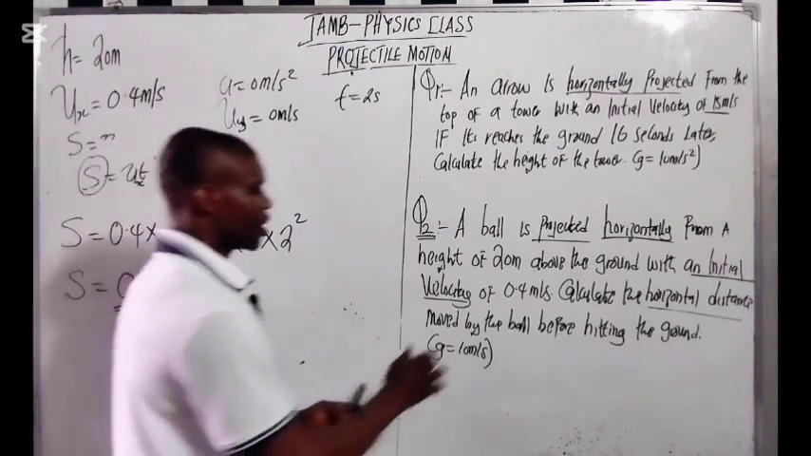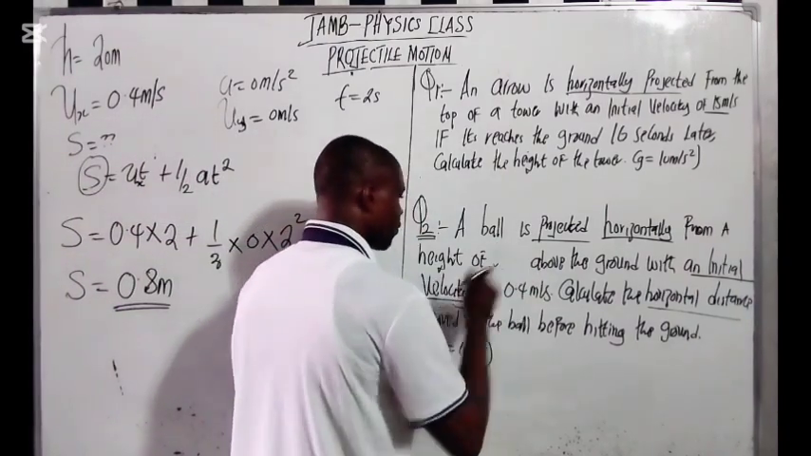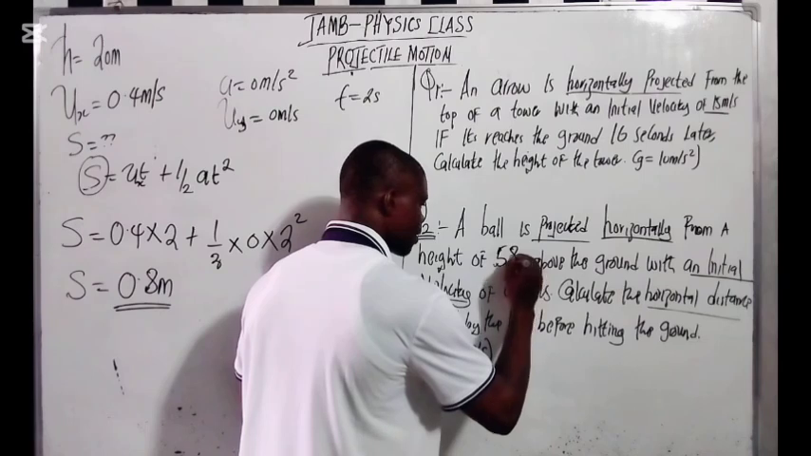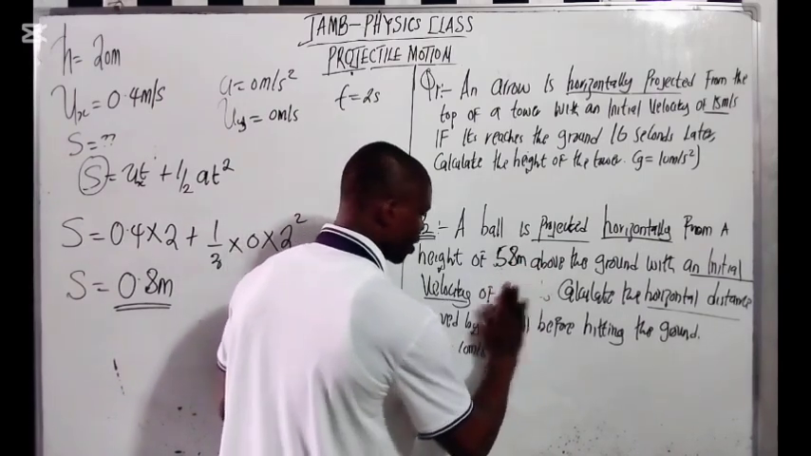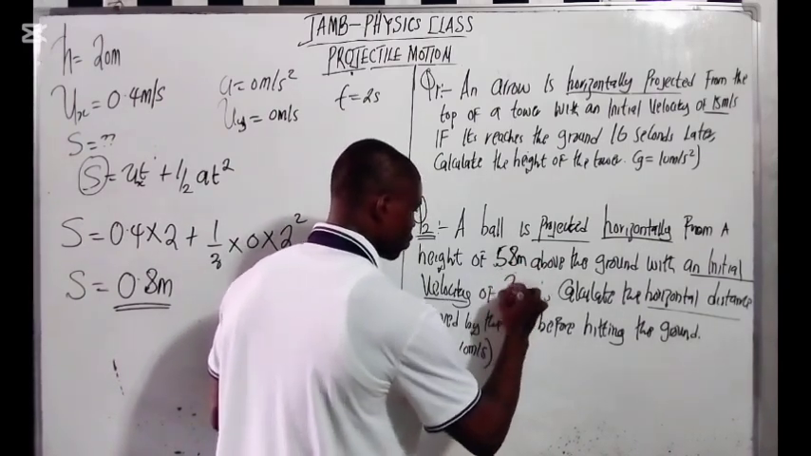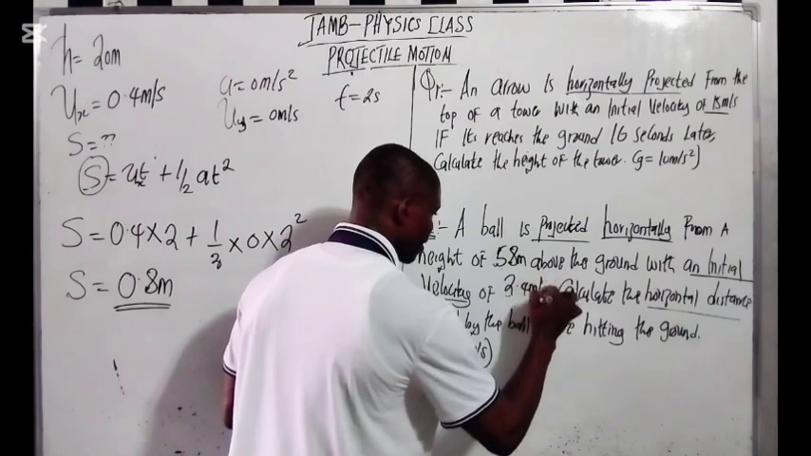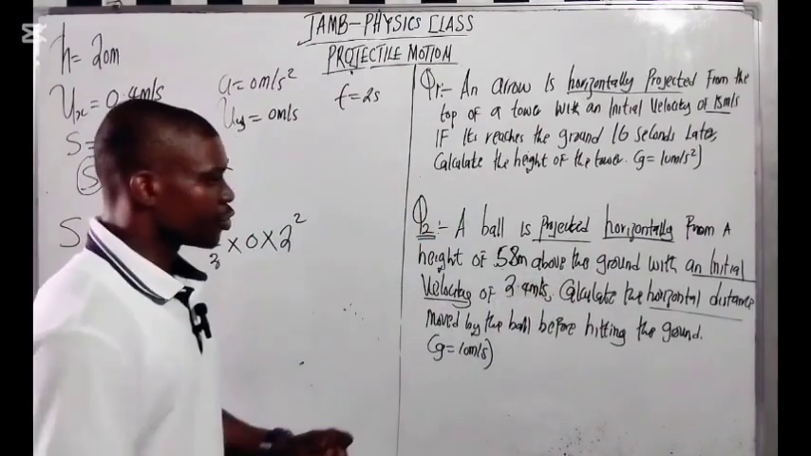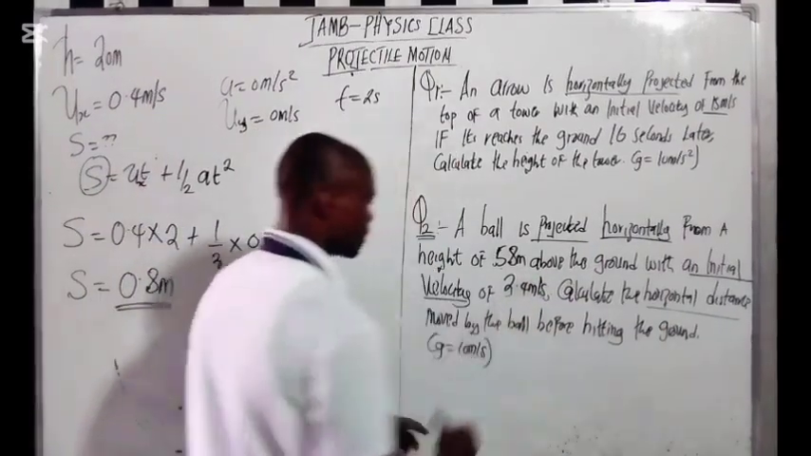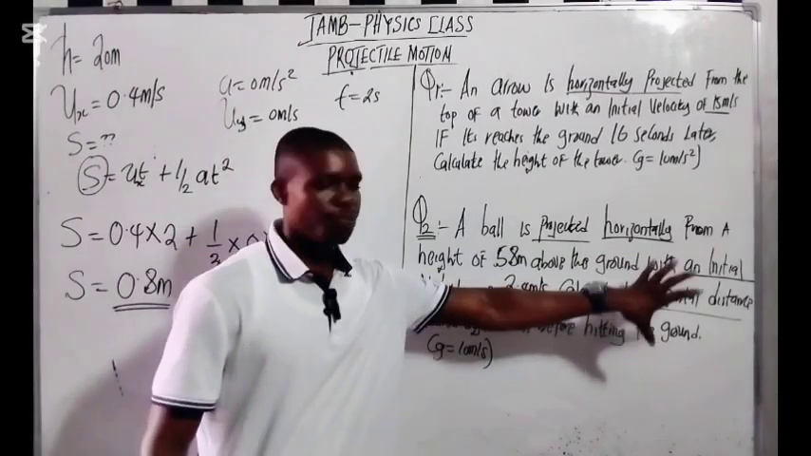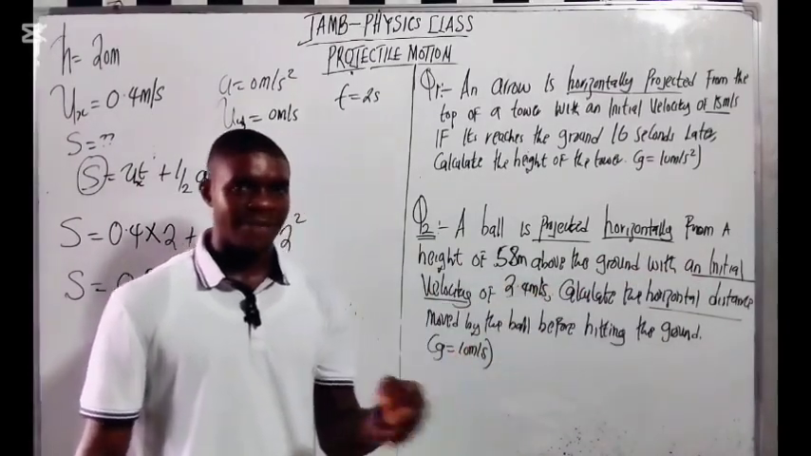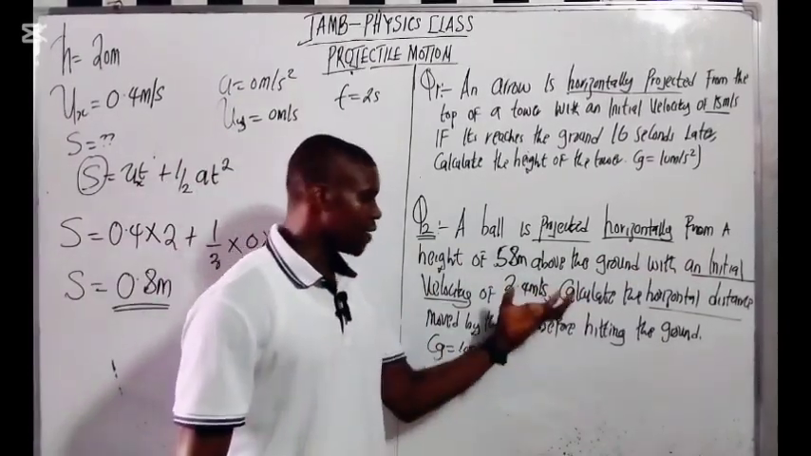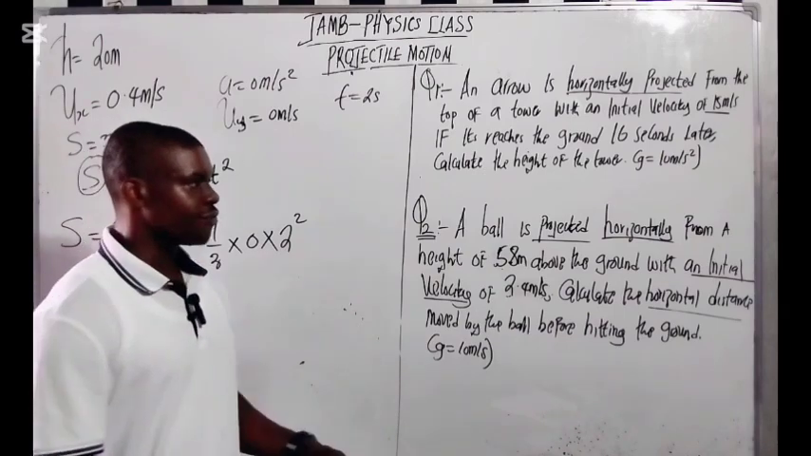So now let me change this to 58 meters. And let me change this to 2.4 meters per second, right? So now go ahead and solve this one for me. I've changed the values. Just pause the video or go over the video again in case you don't understand. Then solve this question for me, right?